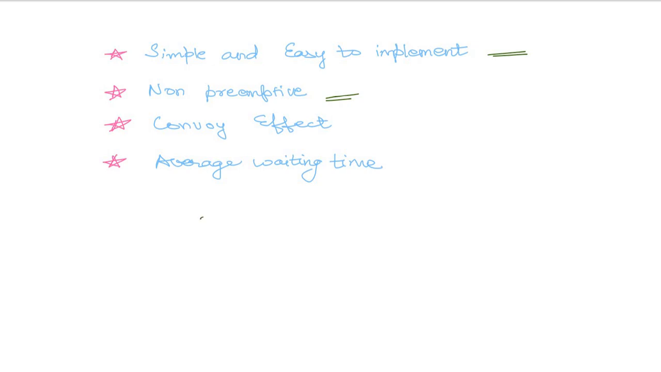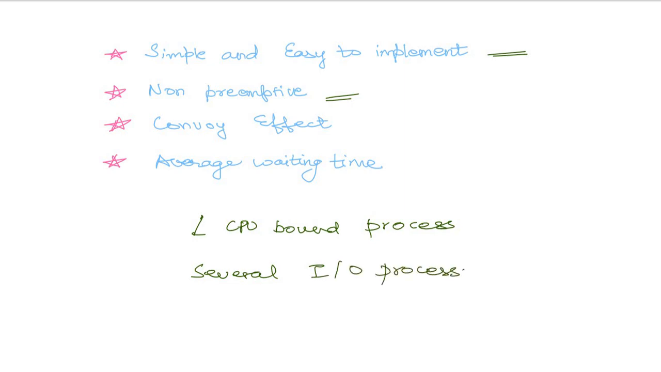So let's discuss what is convoy effect. So basically, let's say that we had one CPU bound process and we had several IO bound processes. So what we basically have is that when the CPU bound process comes, it utilizes a lot of time of the CPU, and then when the several IO processes come, they finish immediately. But then what happens is that all these IO processes queue up in the IO queue. So that's where it has a convoy sort of effect. So this is known as convoy effect.